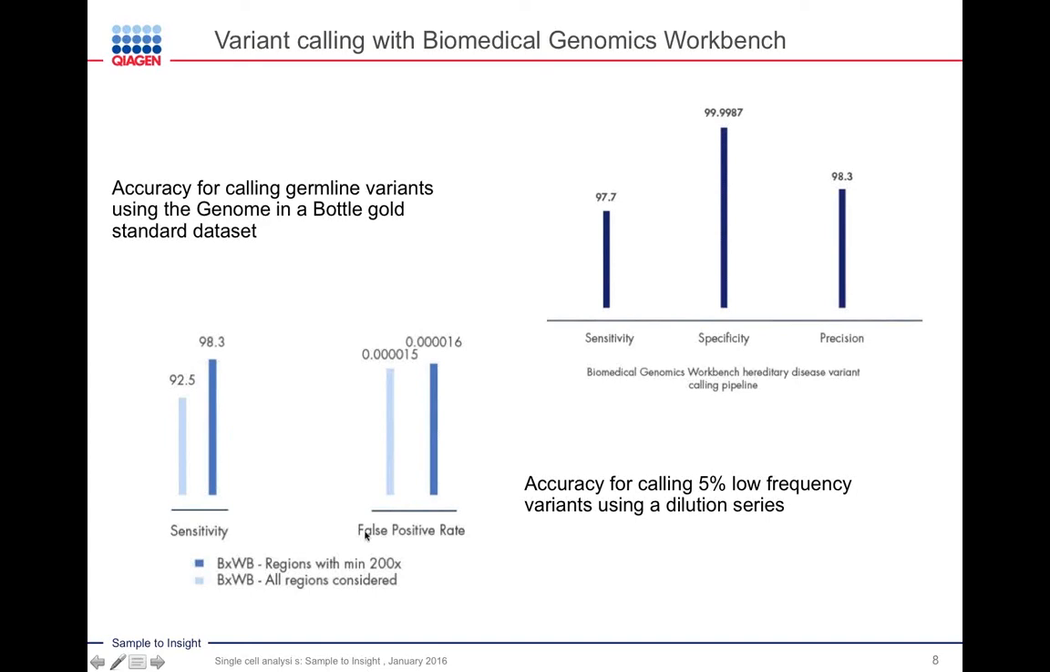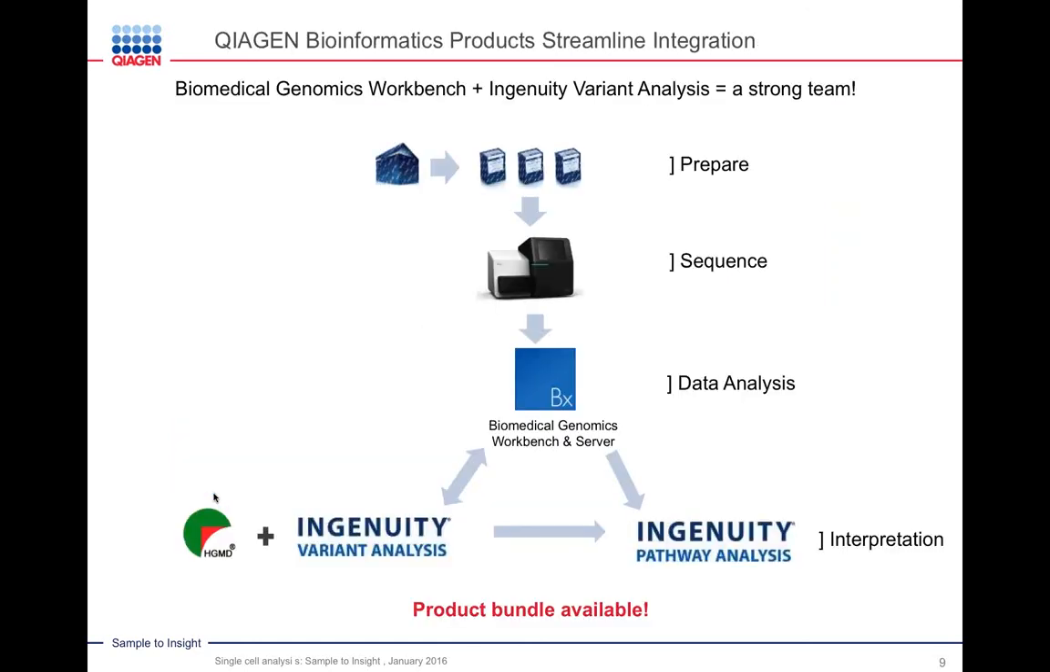So here we're looking at sensitivity and the false positive rate, where the light blue bar is telling us our sensitivity in regions that don't have this minimum threshold of 200x, and the dark blue bar does have that cutoff. So you can see there's a definite advantage in making sure that where you're calling your variants is an area that you have appropriate coverage. And this is one of the criteria that you can set within the Biomedical Workbench, and one of the advantages of using the GeneRead panels, because they ensure very good coverage at the regions that are important to you.